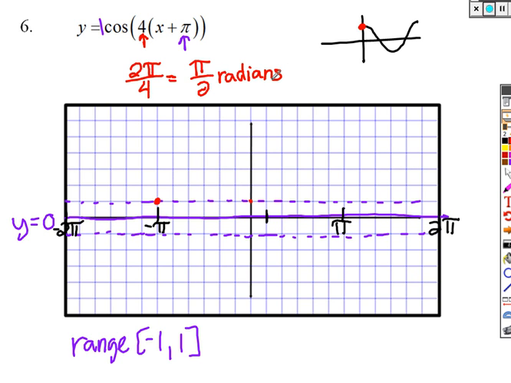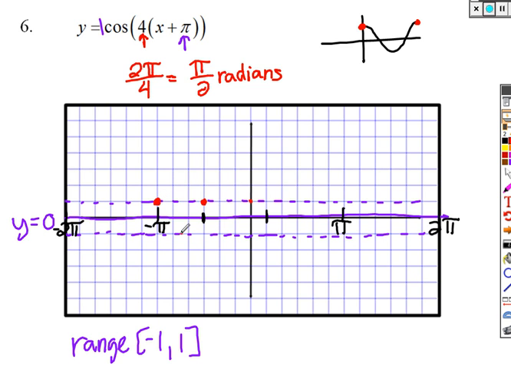This means that the next peak to complete one cycle should occur pi over 2 radians after this point that I just plotted. So pi over 2 radians, well, that would be pi over 6, 2 pi over 6, 3 pi over 6, or pi over 2 radians. That would be the point where the period finishes.